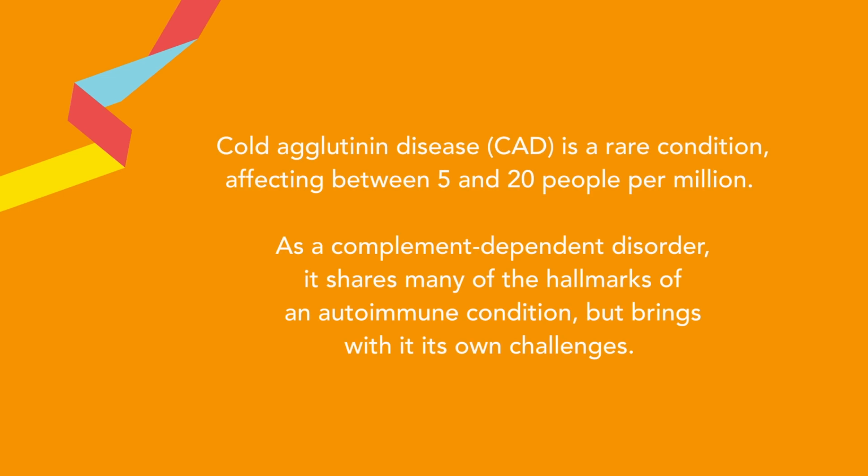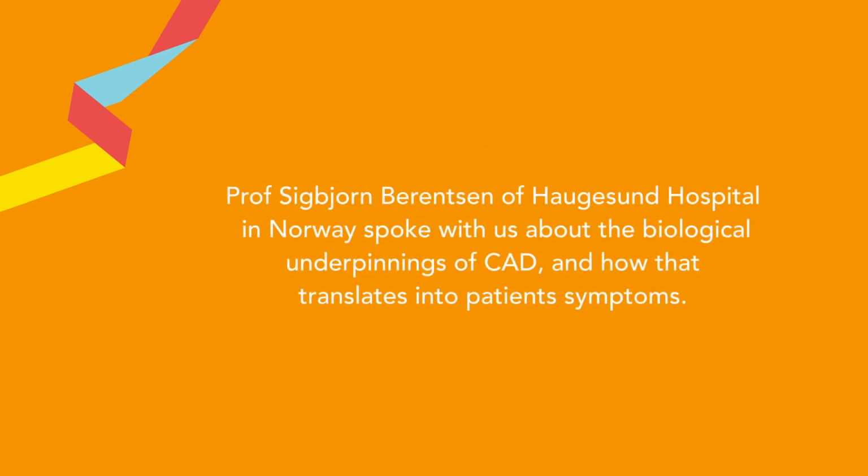Cold agglutinin disease is a rare condition affecting between 5 and 20 people per million. As a complement-dependent disorder, it shares many of the hallmarks of an autoimmune condition, but brings with it its own challenges. Professor Sigbjorn Berentsen of Haugesund Hospital in Norway spoke with us about the biological underpinnings of cold agglutinin disease and how that translates into patients' symptoms.